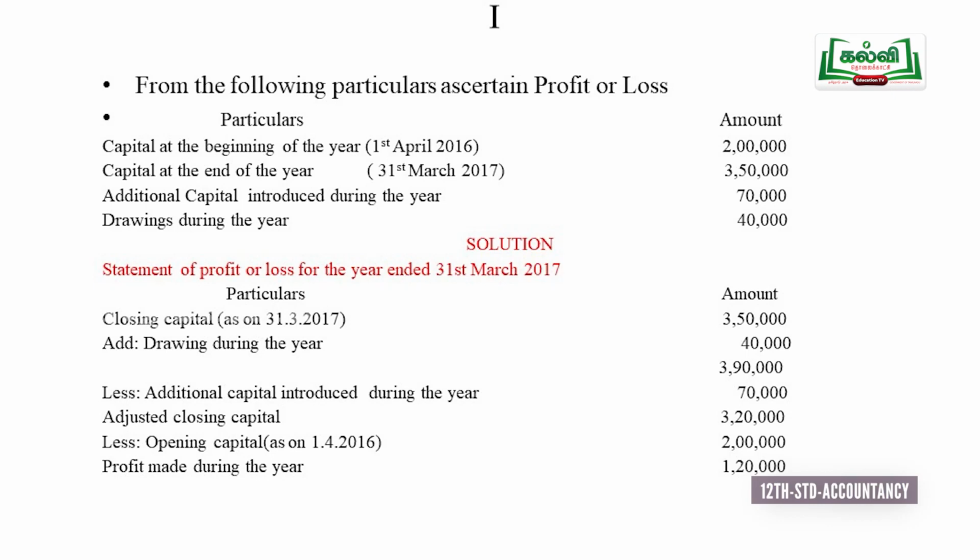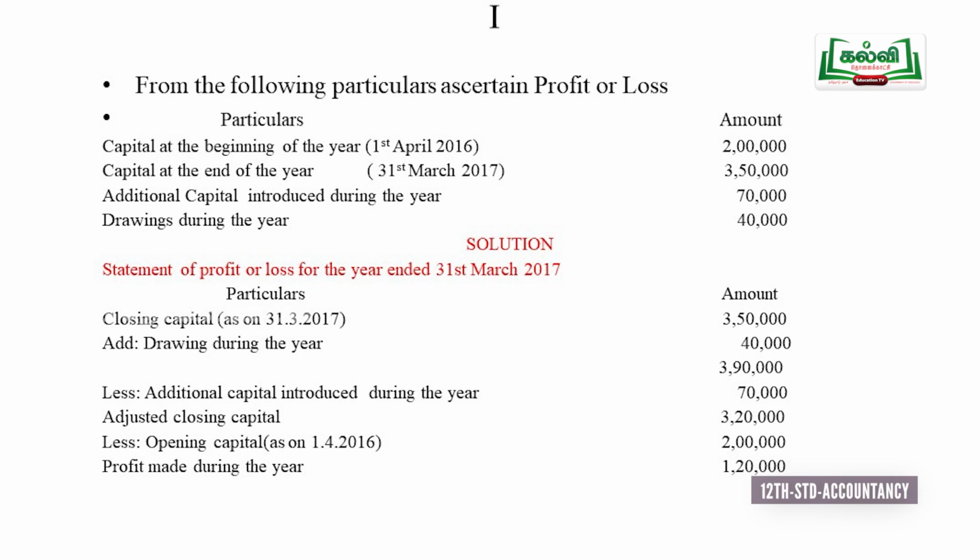Next we pass on to the sums. First sum: from the following particulars ascertain profit or loss. Capital in the beginning of the year 2 lakhs, capital at the end of the year 3,50,000, additional capital introduced 70,000, drawings during the year 40,000. So the capital in the beginning means the opening capital. Capital at the end of the year means closing capital, then additional capital and drawings.